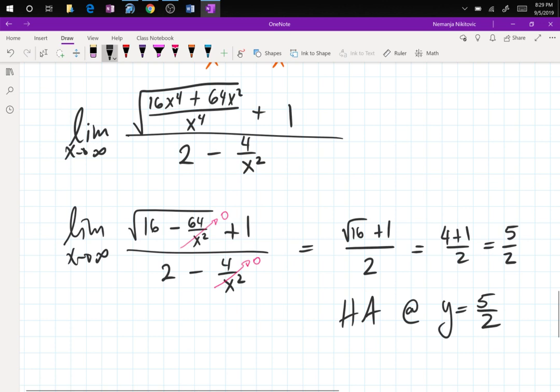Yes? Why does it go to 0? What, the 64 over x squared? Why do they go to 0? Because, remember what I showed with the paper? The bigger the number in the denominator, right? So think of a book that has 64 papers. That is a book with what? 128 pages, right? So you have a book of, let's say, 150 pages.